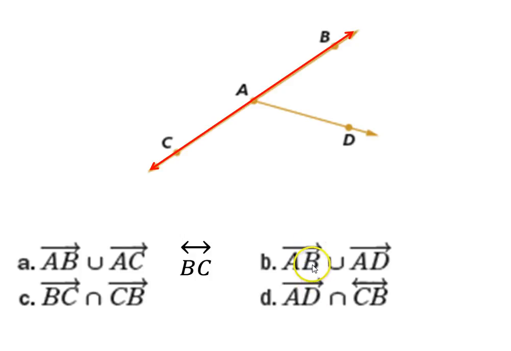B asks us to describe the union from A to B and A to D. So A to B, I already did that once, it's in red. I'm going to do it again, it's in green now. So now this is the ray AB, so this is for the second one. And then I'm going to do ray AD. And ray AD is this ray right here. So ray AD and ray AB. So the union is what we see in green.